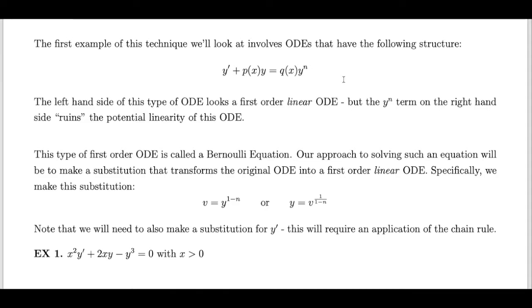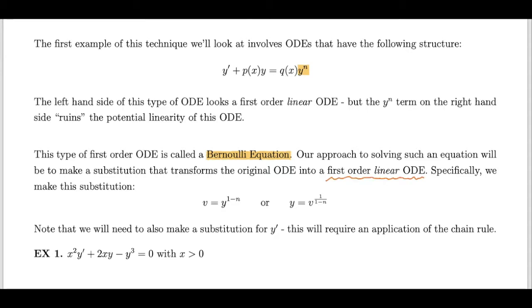Most of this ordinary differential equation looks like a first-order linear ODE. Specifically, the left-hand side certainly does, and even this q of x on the right-hand side. But it's this y to the n term which violates the requirement of linearity, and so that's the term that makes this ODE non-linear. This type of ODE is called a Bernoulli equation, and as I just explained, our approach will be to make a substitution in this differential equation that transforms the original ODE into a first-order linear ODE.